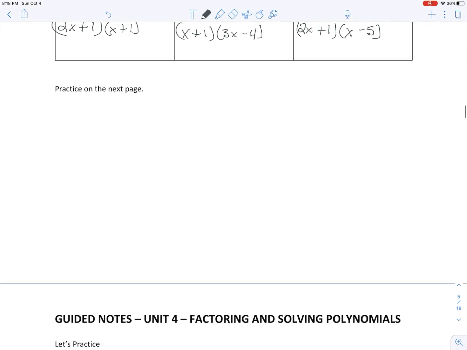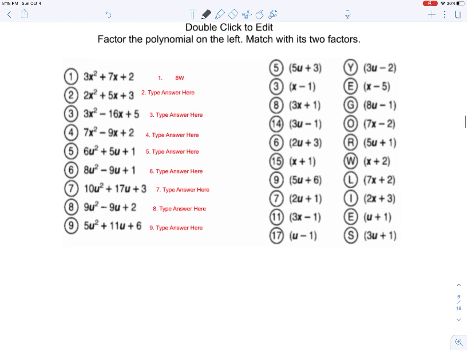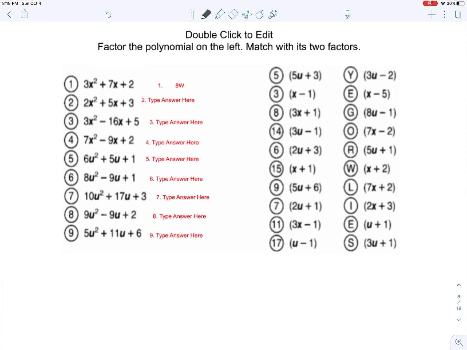Okay? Alrighty. What I want you to do is practice in your notes. You're going to match. So like for 3x squared plus 7x, it's 3x plus 1 times x plus 2. So you factor it, figure out which pairs match, and then you write your answer here.